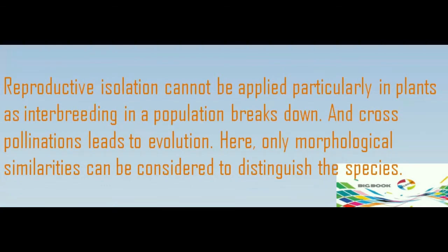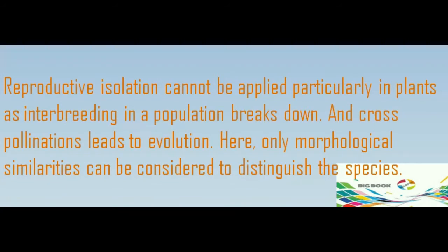Reproductive isolation cannot be applied particularly in plants, as interbreeding in a population breaks down and cross-pollination leads to evolution. Here only morphological similarities can be considered to distinguish the species. For example, in plants interbreeding is very rare compared to cross-pollination, that is, pollination can happen between two different species also, and it can give rise to a new kind of fertile progeny. So this leads to evolution.